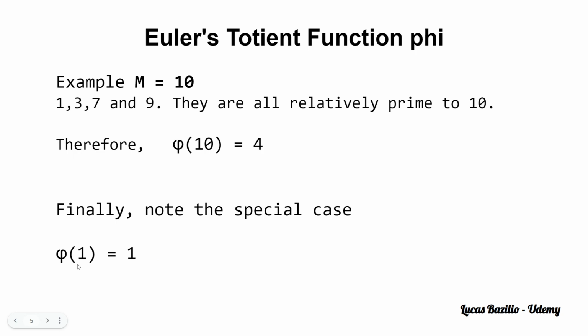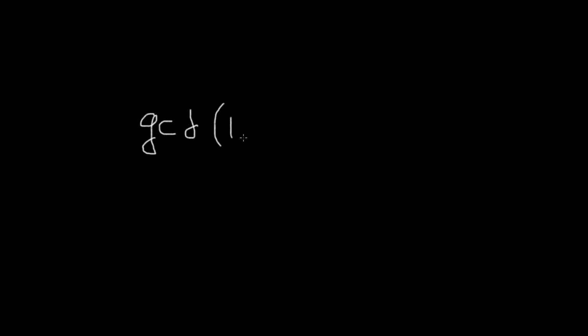What if our argument is 1? Well, if the value of m is 1, we need to count how many numbers between 1 and 1 are coprime with 1. And this is the only case where the greatest common divisor between two numbers is 1 if the numbers are the same, which is the case where both numbers are 1, right? If you compute the greatest common divisor between 1 and 1, this is 1. So in other words, 1 is coprime with 1. That's why the value of phi, when m is 1, is 1, because we only have one number, which is 1.